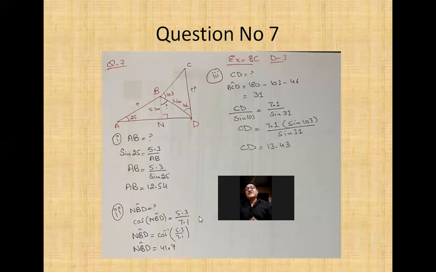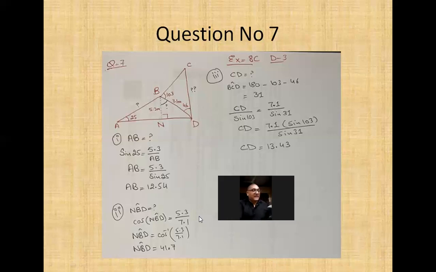So cos inverse (5.3 divided by 7.1) equals. How do you write this in your calculator? In your calculator, you will press shift cos, and that will show cos inverse on your screen. Shift cos (5.3 divided by 7.1) equals, and that will give you 41.7. So the angle NBD will be 41.7. So this is how you solve the second part.